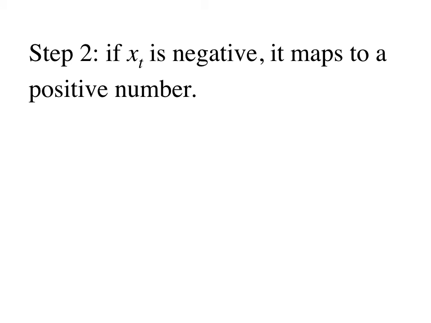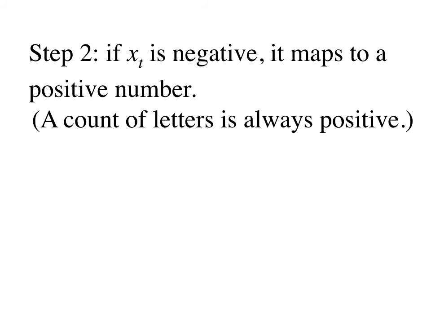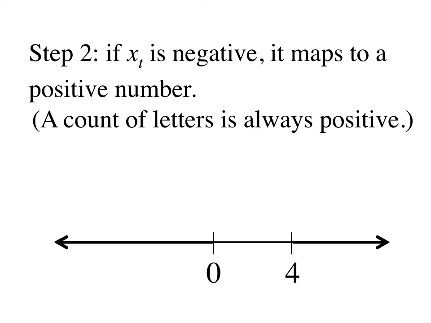and if xt is negative, it maps to a positive number. This is because a count of letters is always positive. It doesn't matter how you count a negative sign, whether you call it a negative sign is one number or you spell out the word negative, which is 8 letters. Either way, you get something positive. By the way, all the decimals also map to positive numbers too. If you spell out 1.5, for instance, no matter how you spell it, you always get a positive number.